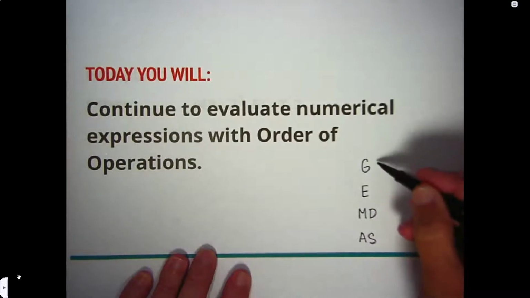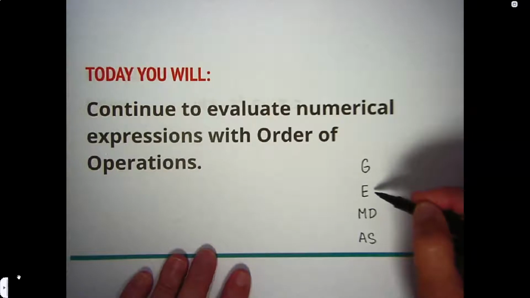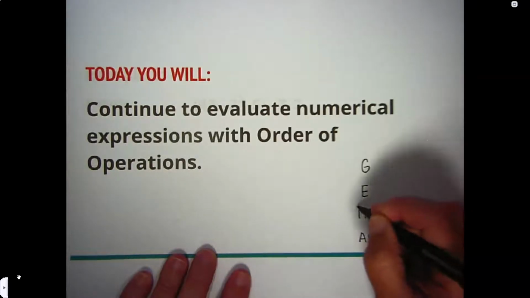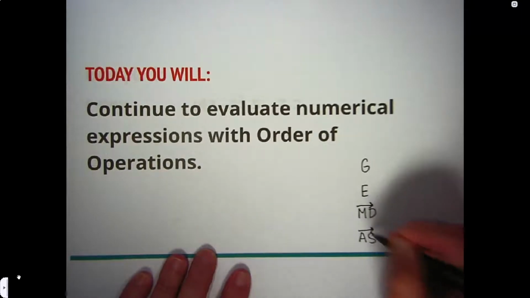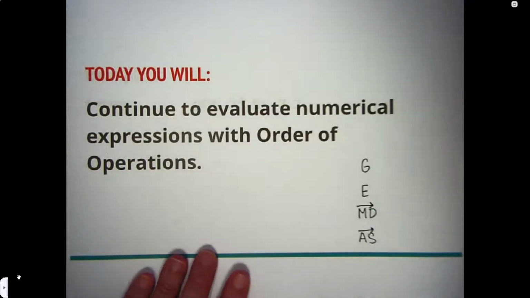Okay, grouping symbols we're going to do first. Exponents we're going to do second. Multiplying and dividing we're going to do from left to right. And then we're going to finish off by doing addition and subtraction again from left to right.